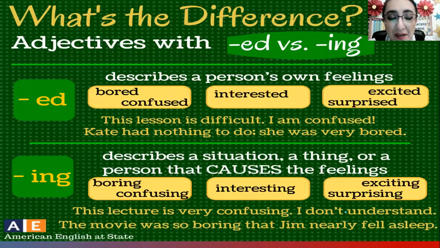Well, little by little, don't worry. Let's continue. Don't worry, because we are going to be having more examples about this. So, remember, when we are talking about adjectives, adjectives that end with ed are going to be describing the feelings of the person, and ing adjectives are going to be describing the situation, the thing, or the person that causes that effect.